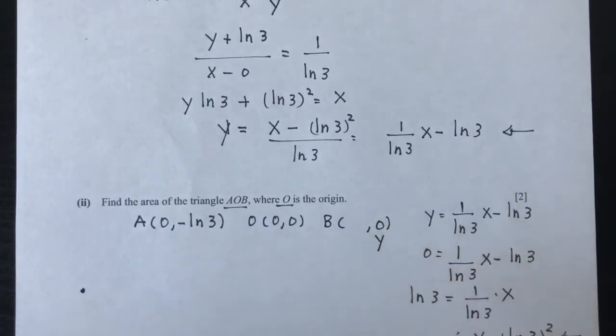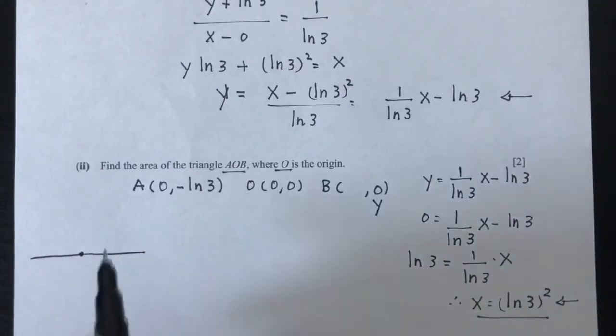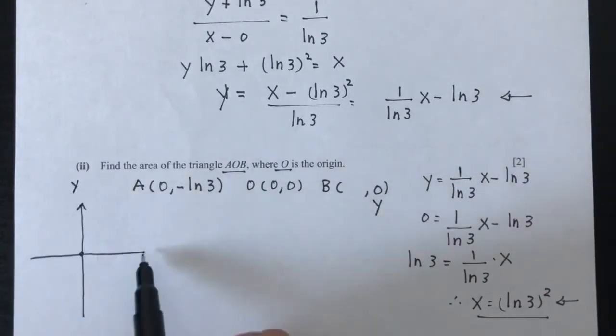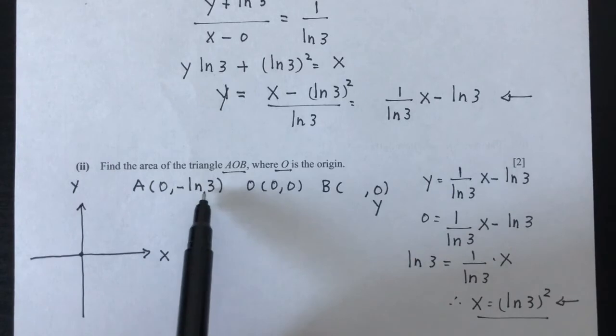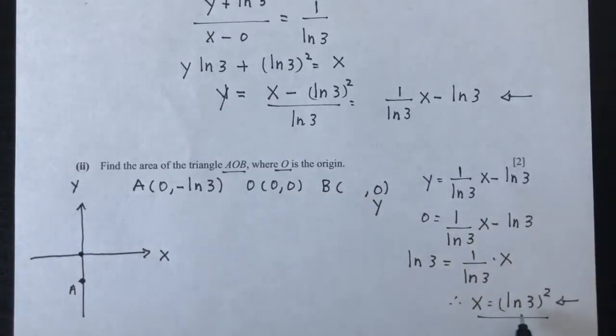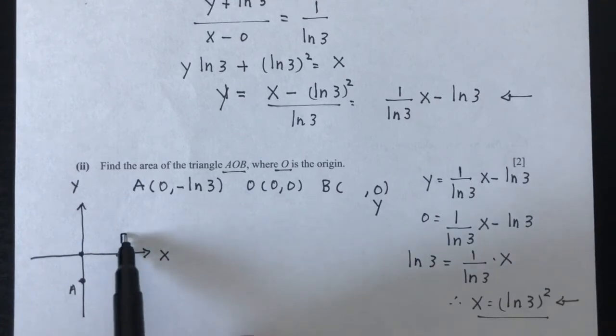Let's draw something to understand where the area is. This is your x-axis and this is your y-axis. The point A is 0, minus ln 3, so it will be about here. This is your point A. Now your point O is here. Now your point B, this is positive, should be about here, and that is your point B.